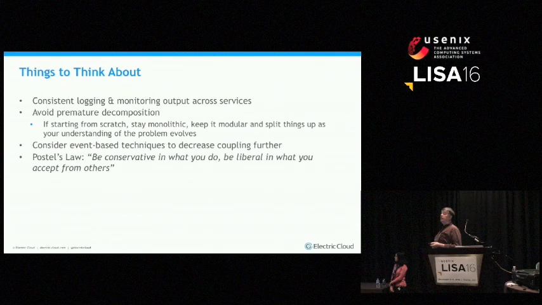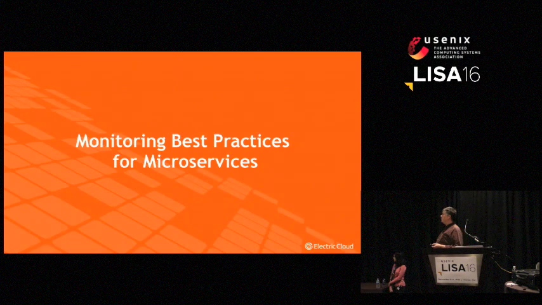Consistent logging and monitoring is really, really important. We're going to talk a bit about that. Avoid premature decomposition. I think I covered that already. Event-based techniques, sending events instead of having RPC-like mechanisms, is very powerful and helps you scale, and all kinds of good things come out of that. So look into those things. And then in terms of inputs and outputs, be conservative in what you do and liberal in what you accept from others. That way, your services are going to be more loosely coupled from each other as they evolve, which is always a good thing.